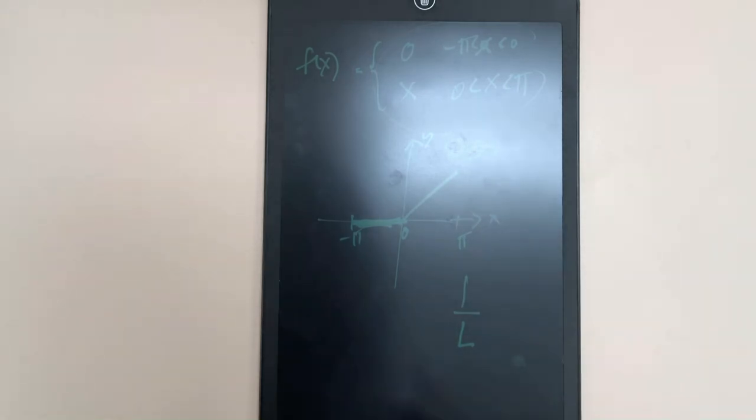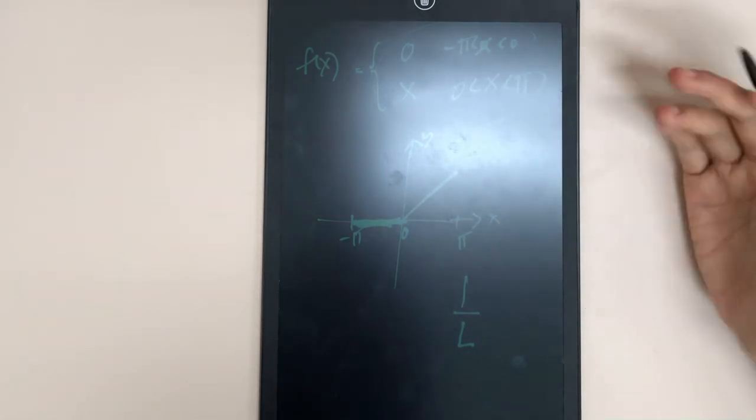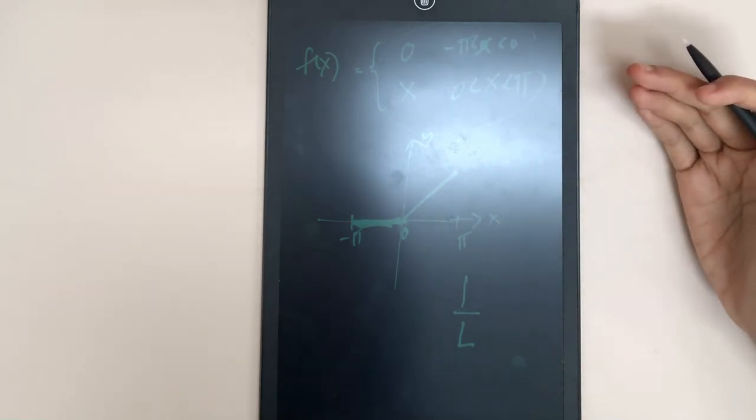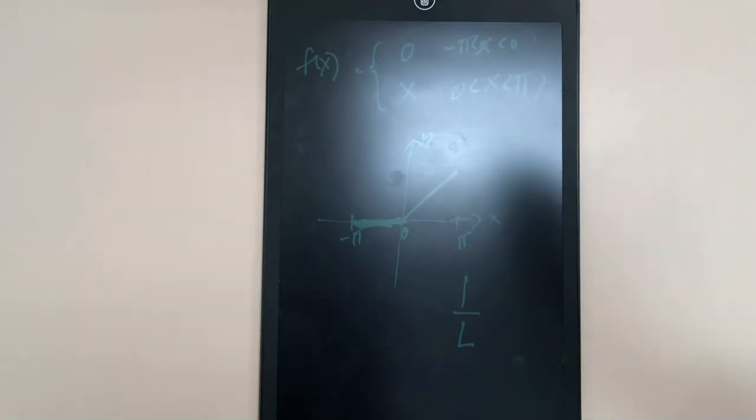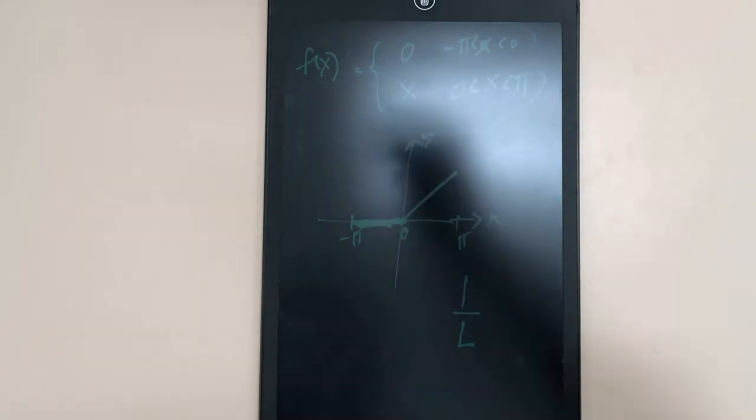Hopefully you're clear on this. If you have a single function, we use 2 over L, and if you have more than 1 function, 2 or more, like this, you need to use 1 over L in your calculation. I hope you get it.